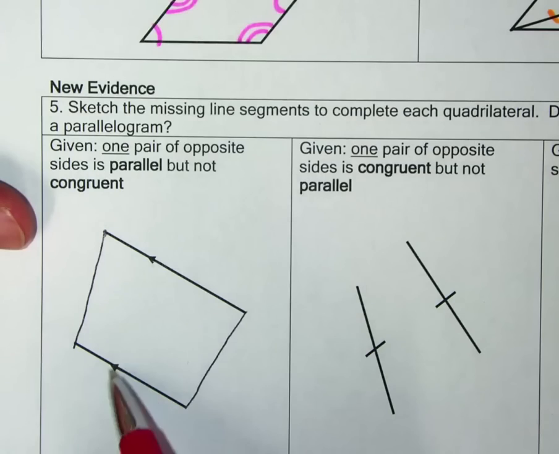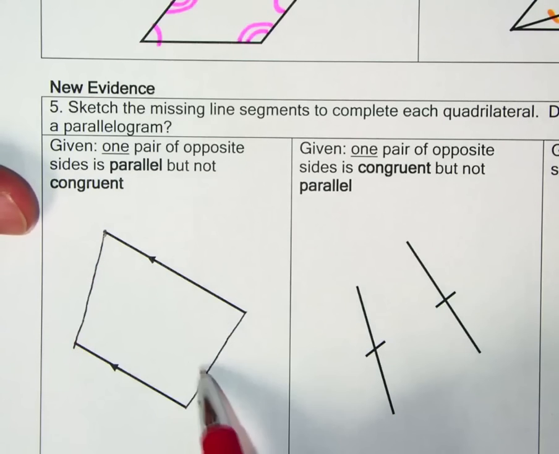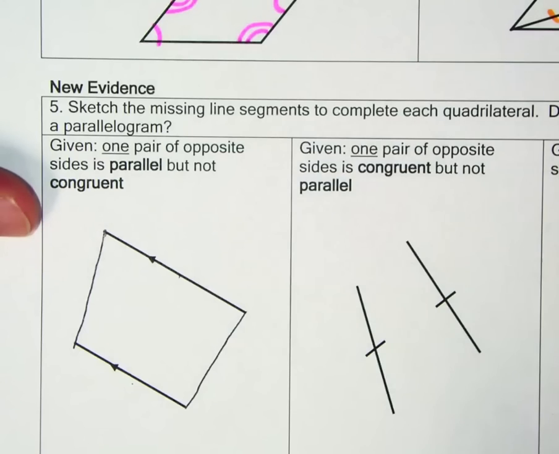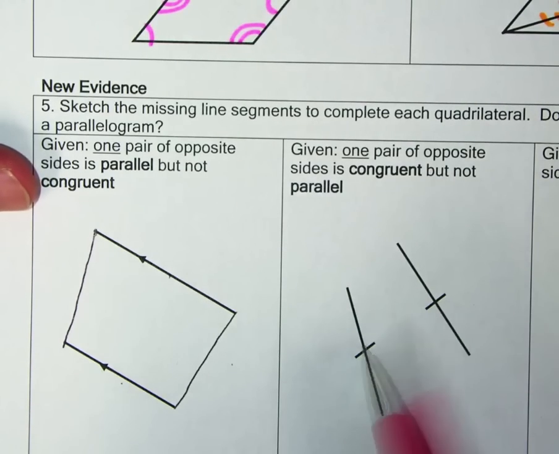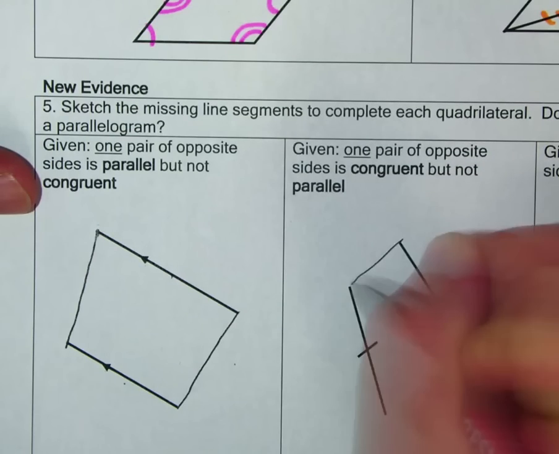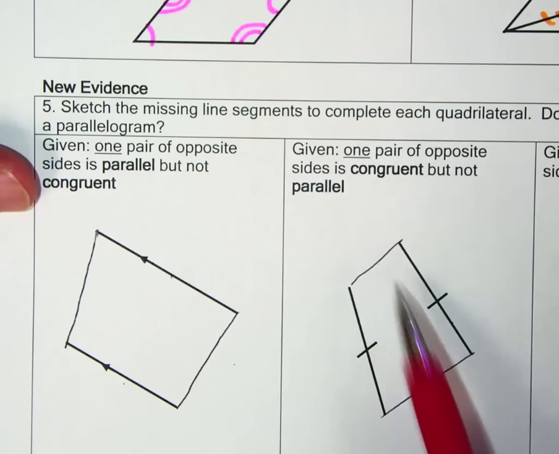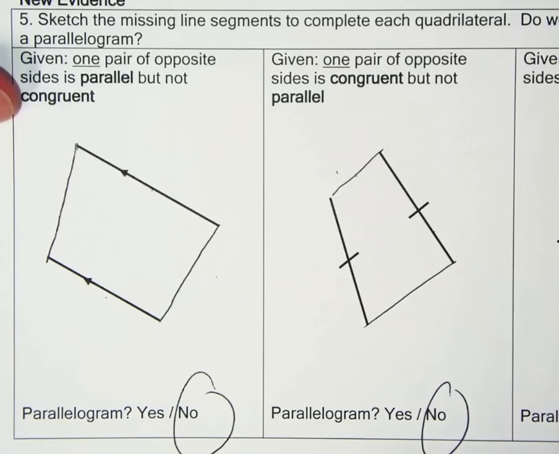Is that a parallelogram? Well, one pair of sides is parallel, but the other one clearly is not. Notice these aren't the same length. So no, that's not a parallelogram because both pairs of sides would have to be parallel, and these would eventually intersect each other. Let's complete this other set of given info. Notice how this one pair of sides are congruent. But if I complete them, well, these aren't parallel and neither are these. And these aren't congruent. So that doesn't make a parallelogram either. So I'm going to say no to that.